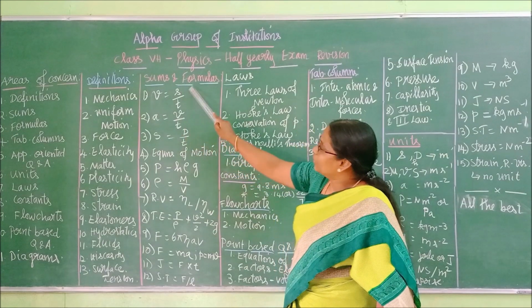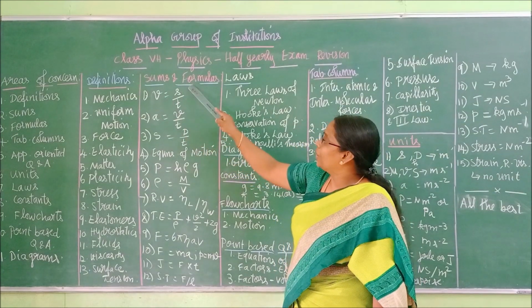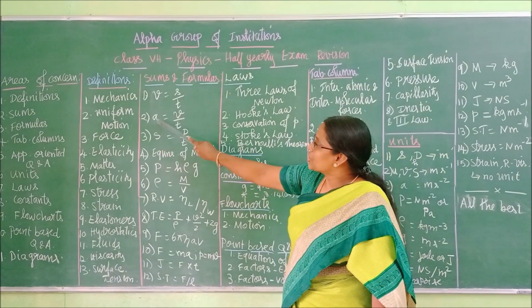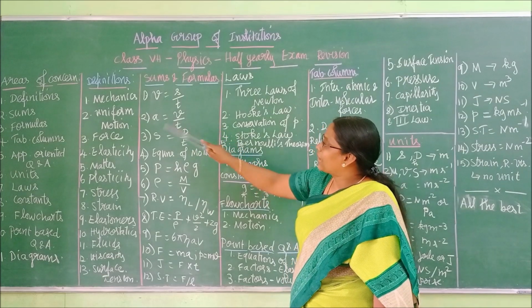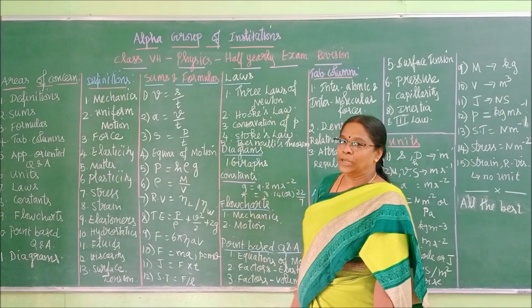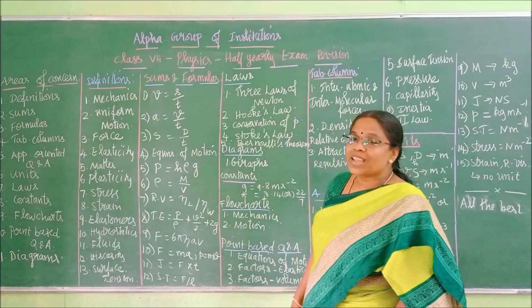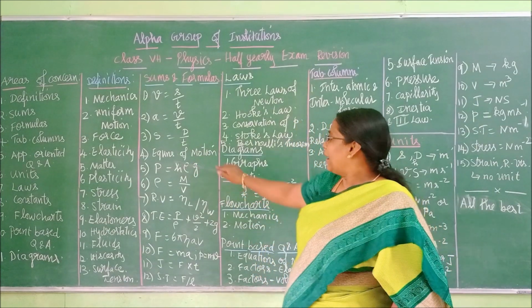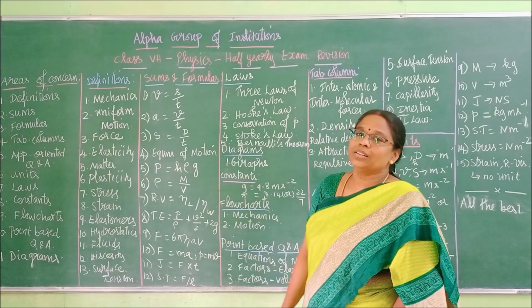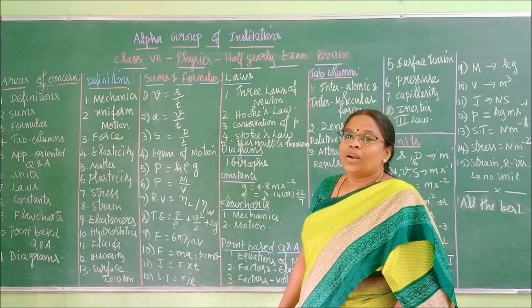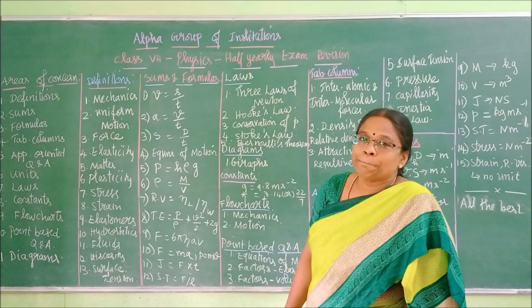Velocity is equal to displacement by time, v is equal to s by t. Acceleration is equal to velocity by time, a is equal to v by t. Speed is equal to distance by time, s is equal to d by t. And I have written only one format here, the 3 equations of motion. What are the 3 equations of motion?